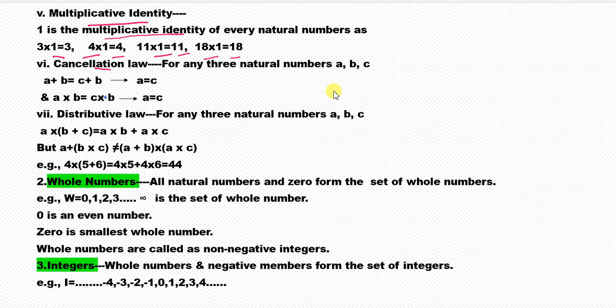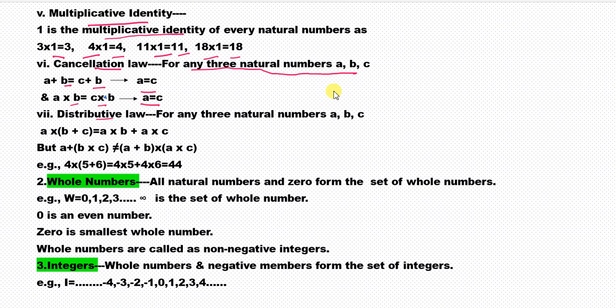The next property is cancellation law. For any three natural numbers a, b, c, if a plus b is equal to c plus b, here b is common on both sides, so it will cancel out. The result is a is equal to c. Similarly in multiplication, if a into b is equal to c into b, here b is common on both sides, so it will be cancelled out. The result is a is equal to c.